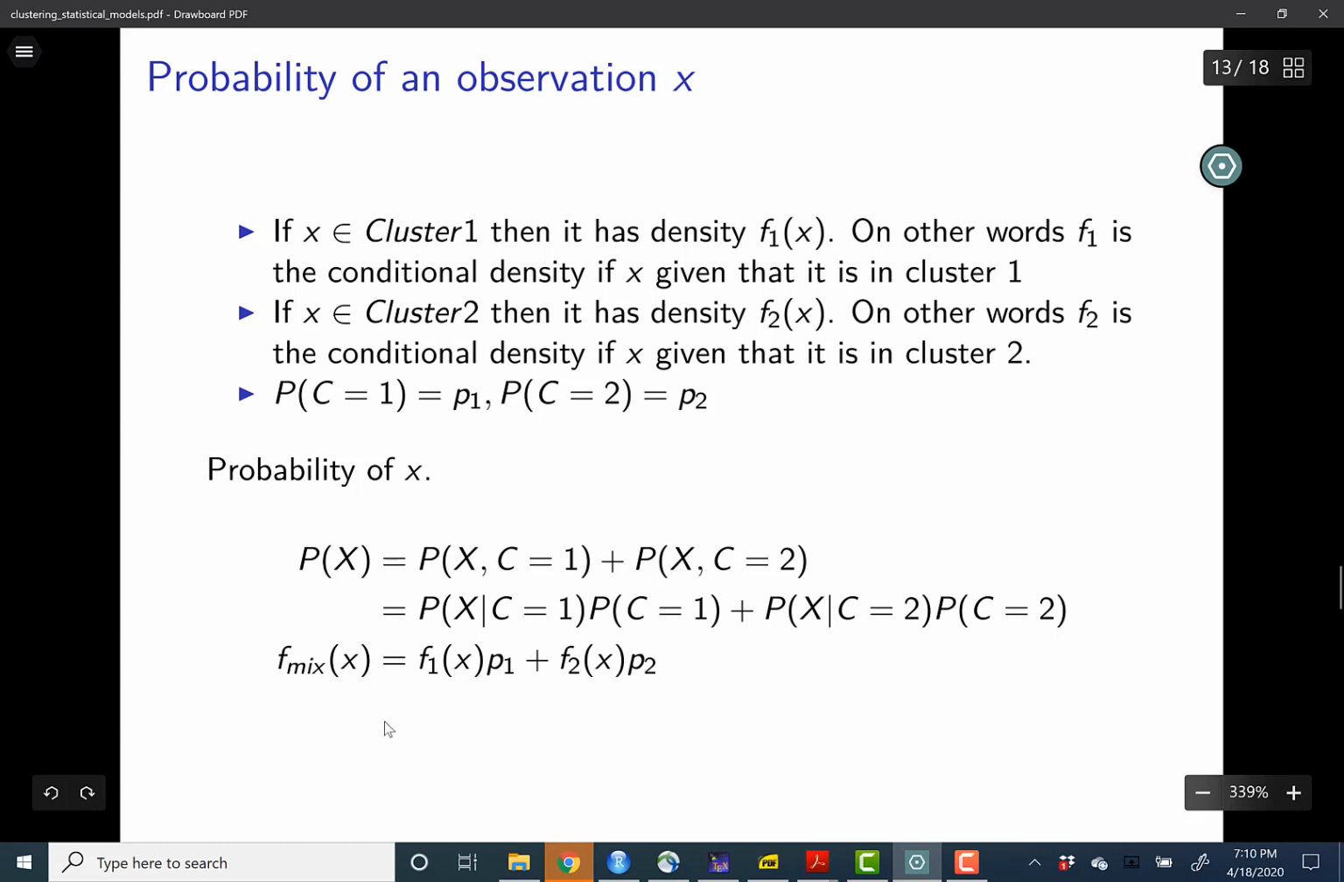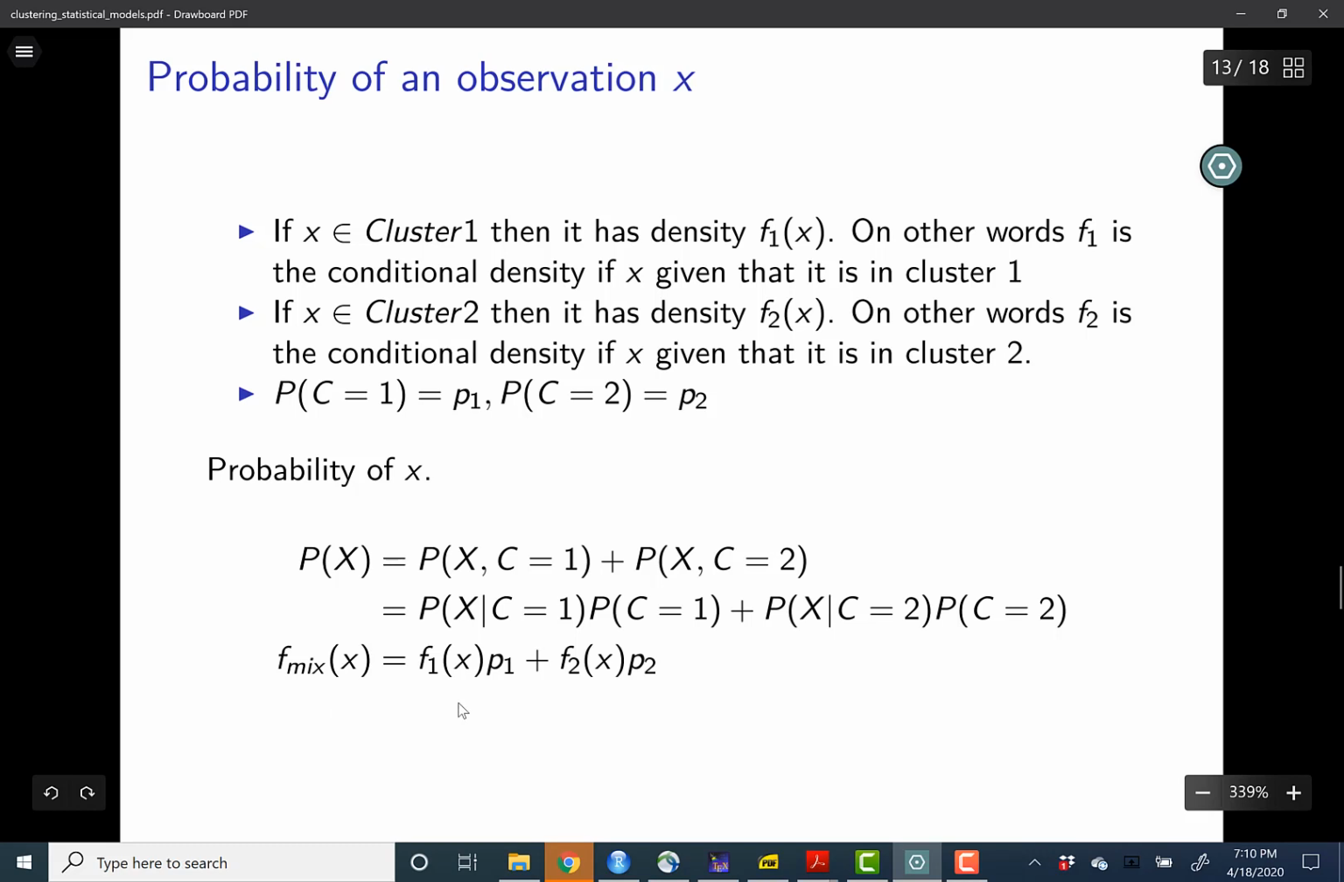So basically, I'm going to call this sum the mixture distribution. X can either be in cluster 1 or cluster 2, we don't know. So the mixture density, or the mixture distribution of X, is basically the density of cluster 1, F1 of X, times the proportion of items that are in cluster 1, plus the density of cluster 2 times the proportion of items that are in cluster 2. This is how we derive mixture distributions. This was just for the case of 2 clusters.